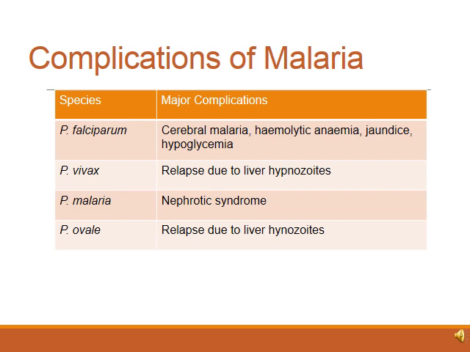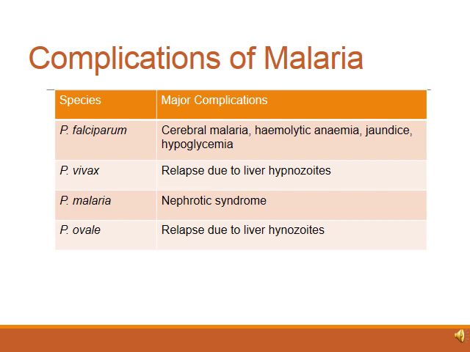Now regarding complications of malaria, different species have different complications, and Plasmodium falciparum is known as malignant due to its severe complications. It results in cerebral malaria, hemolytic anemia resulting in black water fever, jaundice, and hypoglycemia episodes. Plasmodium vivax results in chronic malaria, and relapses are due to the liver hypnozoites. Plasmodium malariae results in nephrotic syndrome. These complications are specific to different species types of malaria.